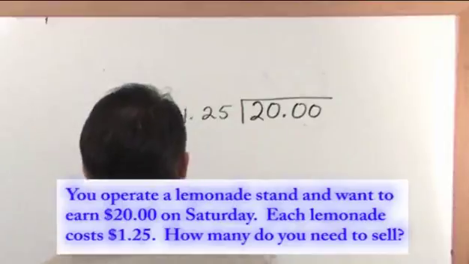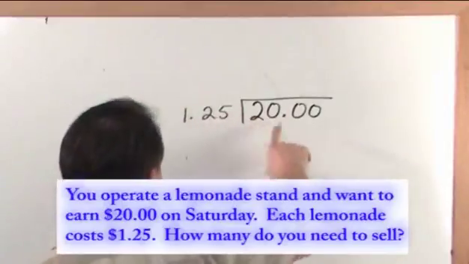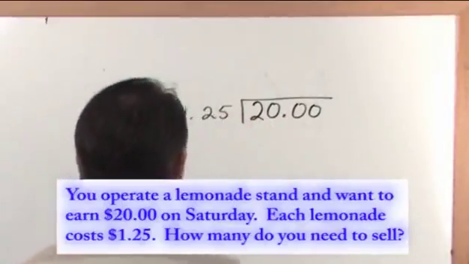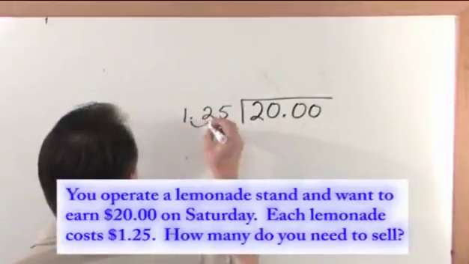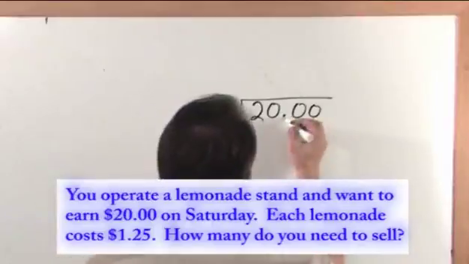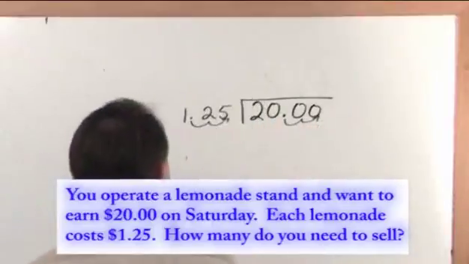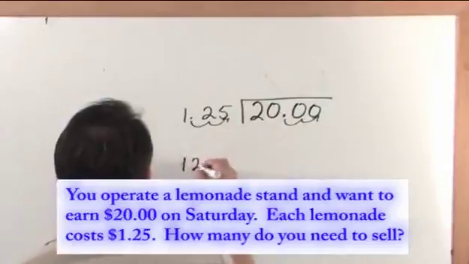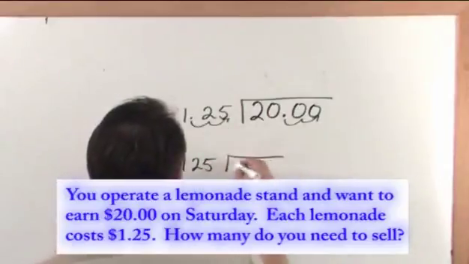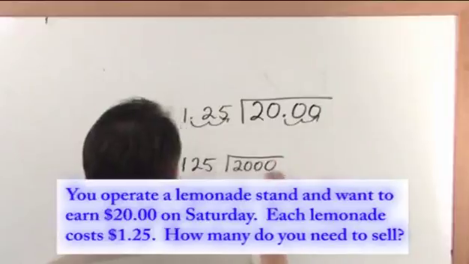Now, the first thing you notice is you have a decimal here and you have a decimal here, and we never like to see a decimal in both places. So what we can do is we can just move this decimal over 2 times to the end, and we can move this decimal over 2 times to the end. So we'll have, it makes it 125 divided into 2,000.